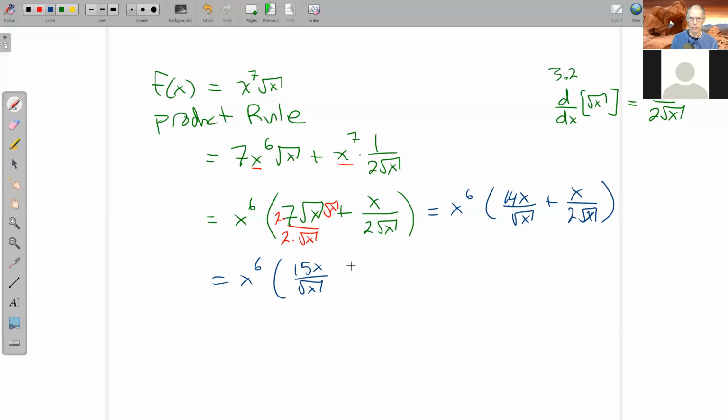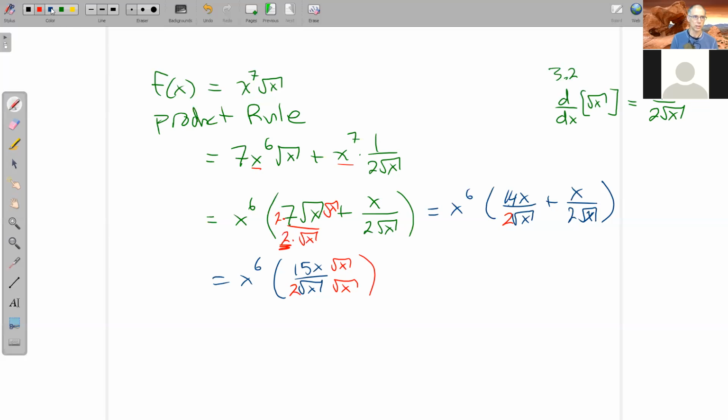And I'm going to, let's see, oh, I missed something. The common denominator is 2 square root of x, 2 square root of x, 2 square root of x. Okay, so now I'm going to rationalize the denominator. I'm multiplying top and bottom by the square root of x.